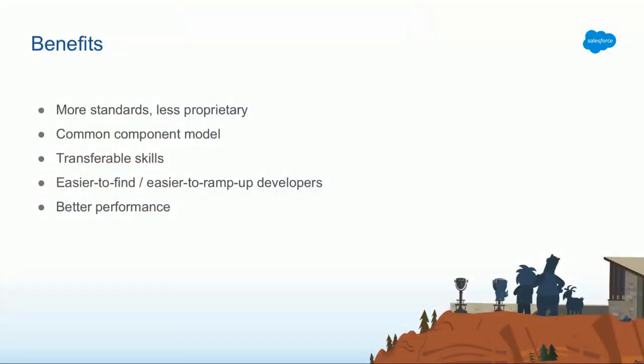Okay. So I think I've covered a lot of these. Standards are good, less proprietary also good. Using a common component model also good, makes skills more transferable, easier to find developers, and of course better performance. The last thing I'll mention here is around interoperability.